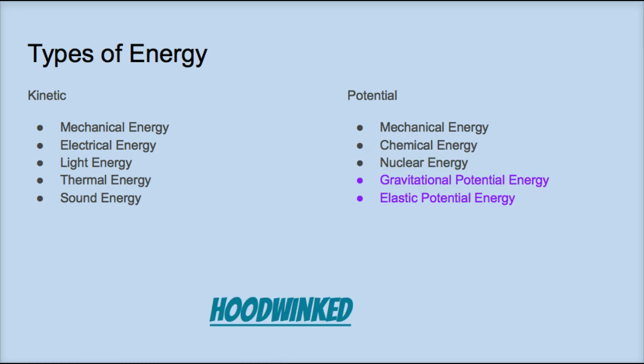Now, for examples of potential, we have chemical and nuclear from our definitions from before, which place them into the potential category. However, two other types of energy not already discussed are gravitational and elastic potential energy. Why don't we go ahead and click the Hoodwink link so that we can see how these types of energy are applied.